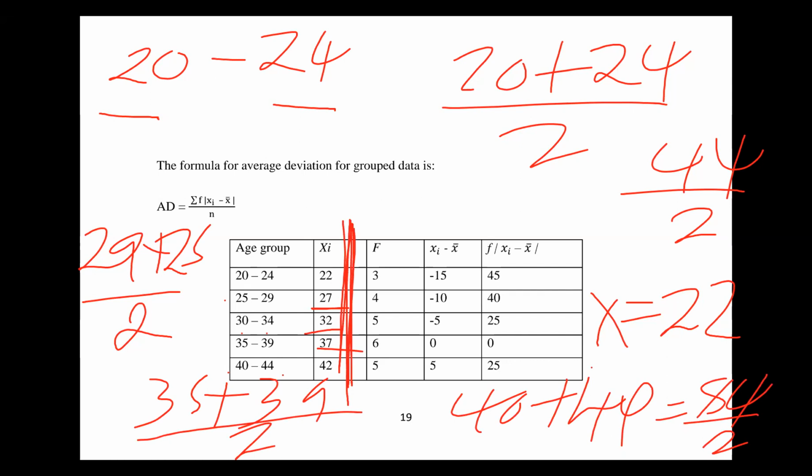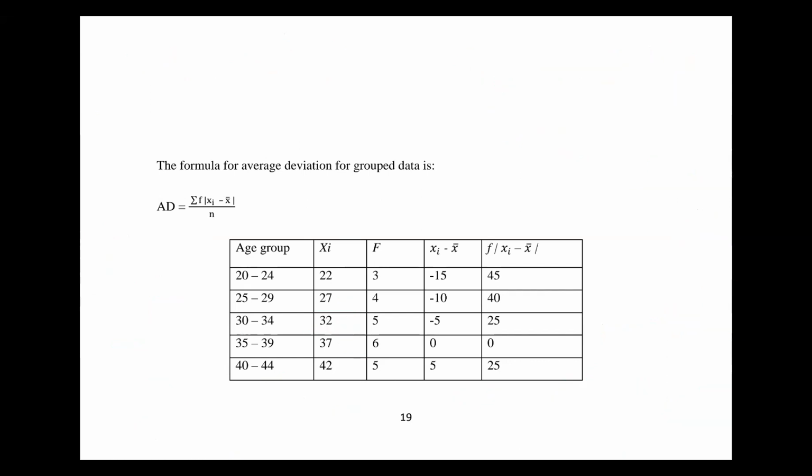Whenever you are given grouped data where you have classes like these, the first thing to do is to find the X variables, the individual score variables. You find them by adding the upper limit plus the lower limit, divided by 2. And that is how we find this column. Is that clear?